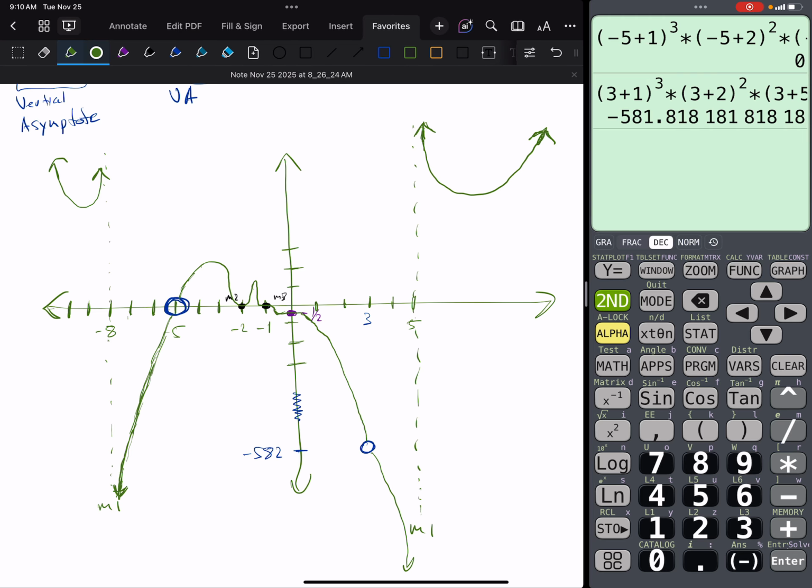All right, I hope that helps us as we learn to sketch these things. And I hope it shows us a little bit of why we need to be able to sketch these things, is that it helps us understand the behavior of these functions as a whole even better than the calculator can help us understand the behavior of these functions.